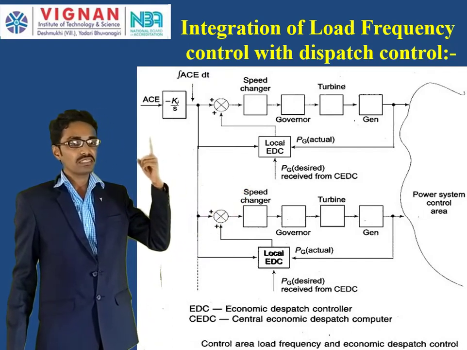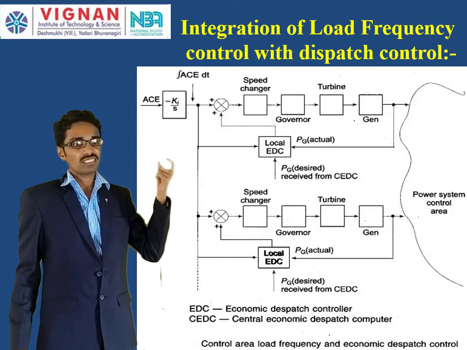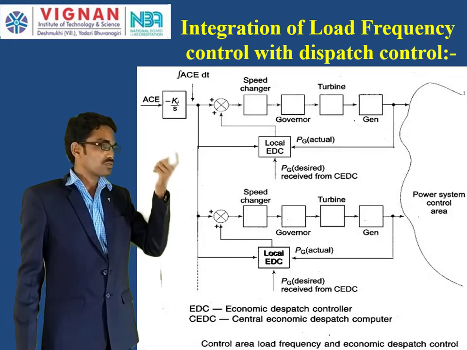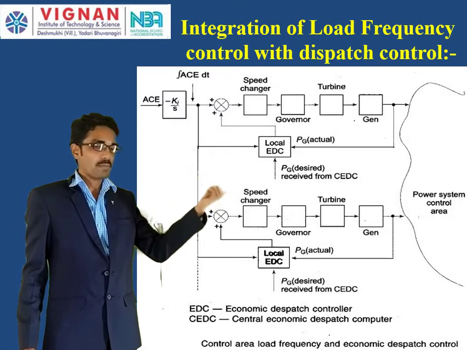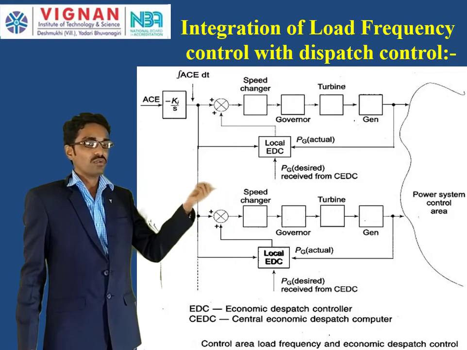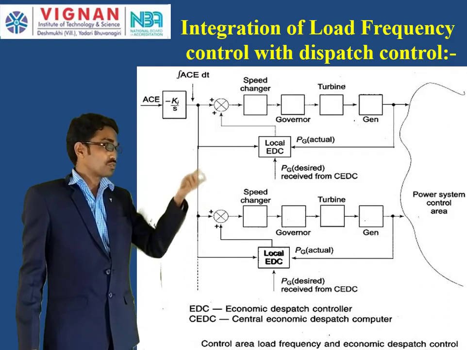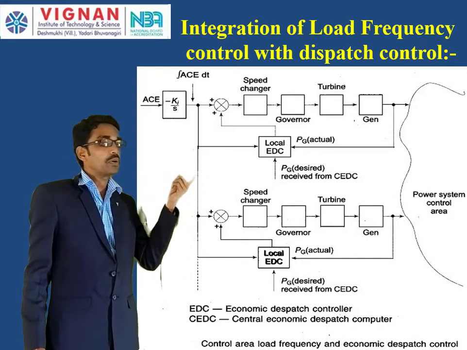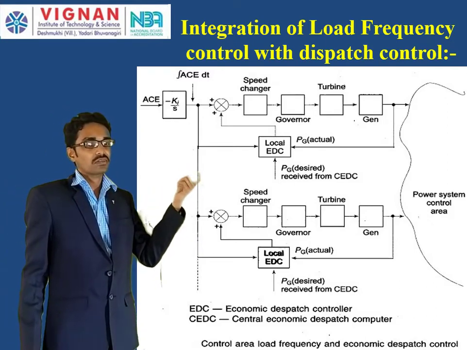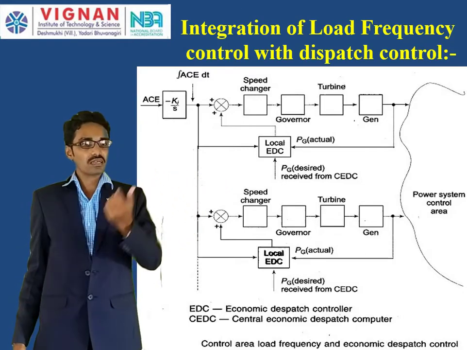That signal is going to be sent to the local economic dispatch controller, which is available at the central level. That is nothing but the central economic dispatch computer. There we are going to record the change in the power. This change in the load demand, or change in the power demand, is registered at the central economic dispatch computer. From that we are going to get the signal to the local economic dispatch controller.